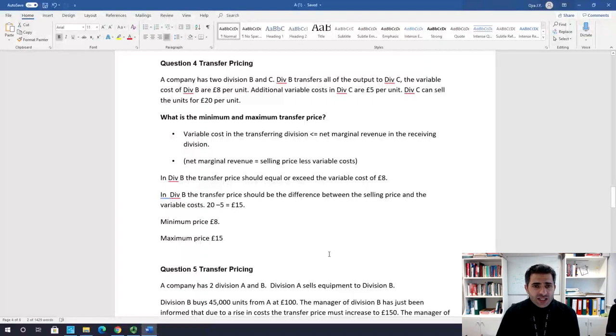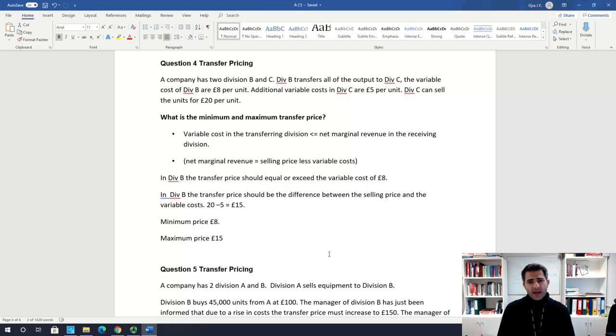It tells you that the company has two divisions, B and C. Division B transfers all the output to C, everything. So what does that mean? This means there is no external market. The variable cost of B is £8, and we've got additional variable costs for C of £5. And C, after they make the finished product, can sell it to the external market at £20 each.